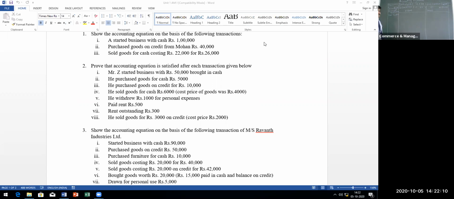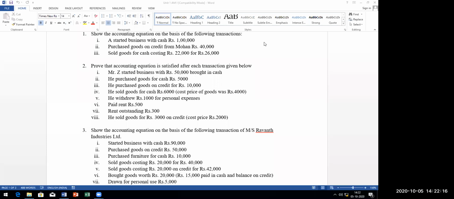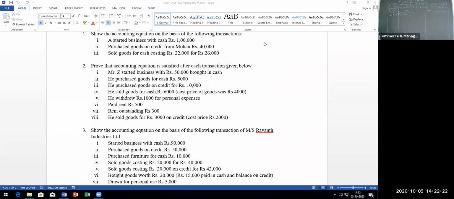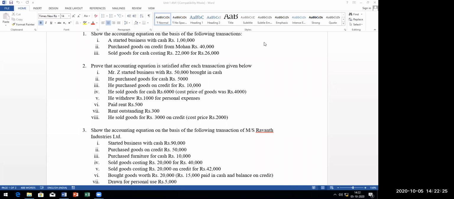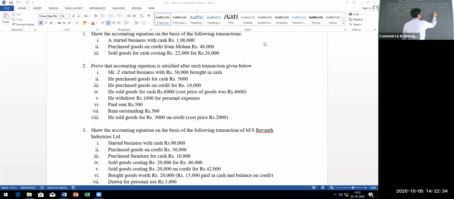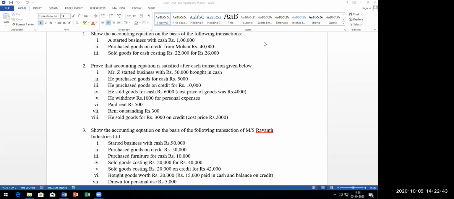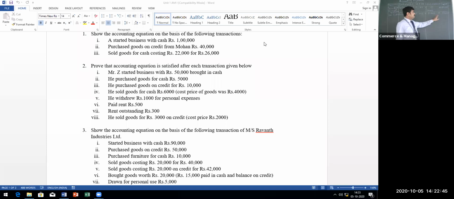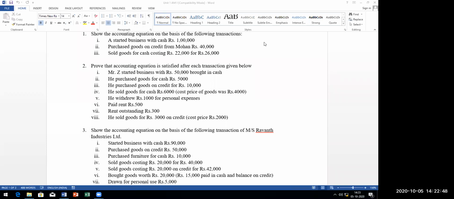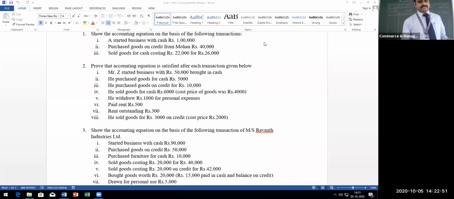How much is cash now? 45,000. Goods? 15,000. Current asset 0, current liability 10,000 and capital 50,000. So how much is the total on both sides? 60,000, since 10 plus 50 is 60,000. Equal. Okay, what is the next transaction?